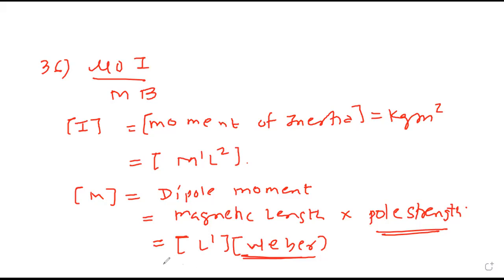Now this is L1. Weber comes. Where is Weber, tell me? This Weber is nothing but area into field B. This is a slightly difficult topic. Area into B. B means this B. L1, area means L2.